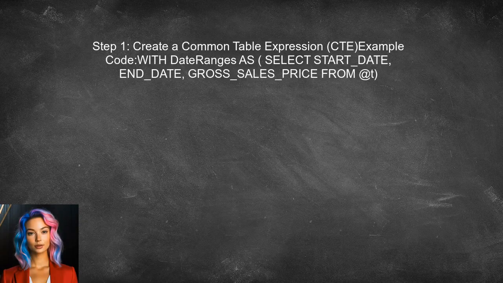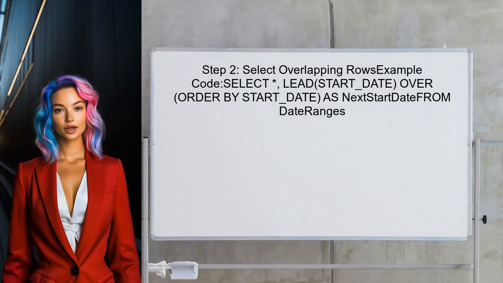To begin solving the user's problem, we need to create a common table expression, or CTE, to identify overlapping date ranges. This will help us separate the rows correctly. Next, the user should select the rows from the CTE where the start date is less than or equal to the end date of the next row. This will help us find the overlaps.